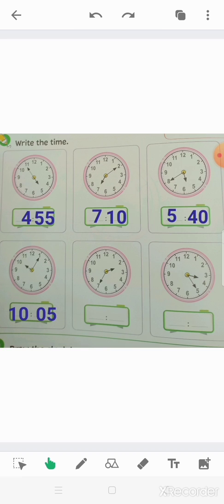Okay. Again, here we have, it's between 2 and 3, but I will choose the smallest number, 2. And the minute hand points to 7. 7 by 5 equals 35. So I'm writing 35. Again, here we have, it's between 3 and 4. I'm choosing the smallest number. And 5 by 5 is 25.